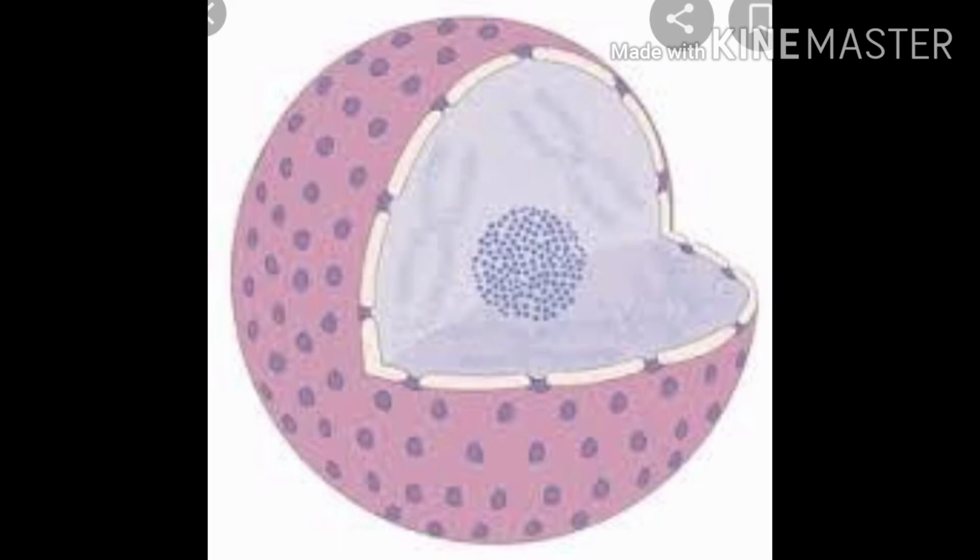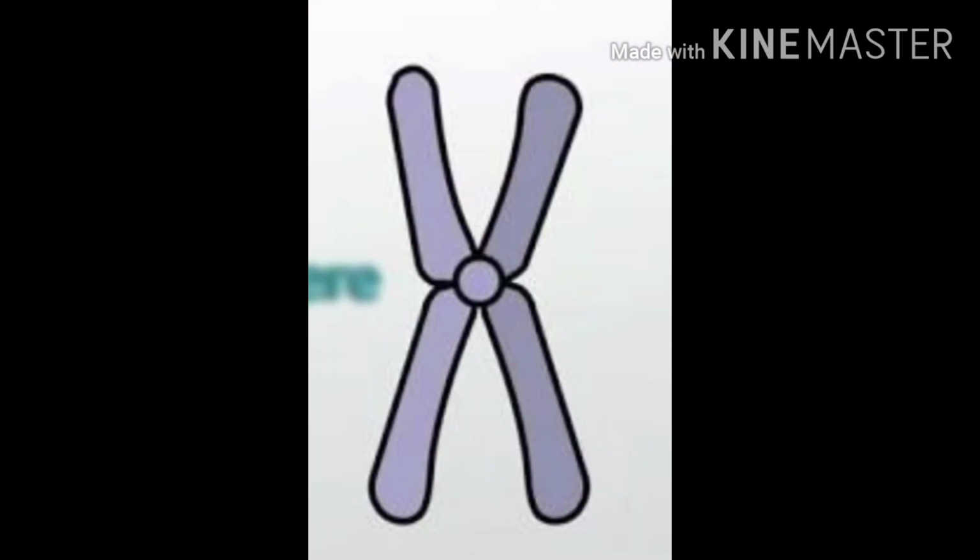Let's do a simple activity. We'll make our space shuttle so small that we could enter the chromatin. So, as I told you earlier, chromatin becomes chromosome when the cell is dividing. So, what you see on your screen is the chromosome. The central dot is known as the centrosome. It helps the chromosome to divide while the cell is dividing.